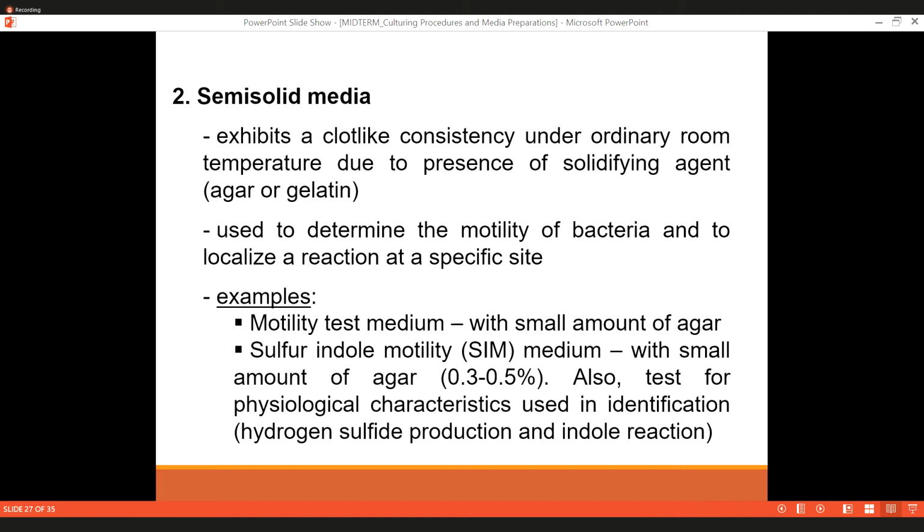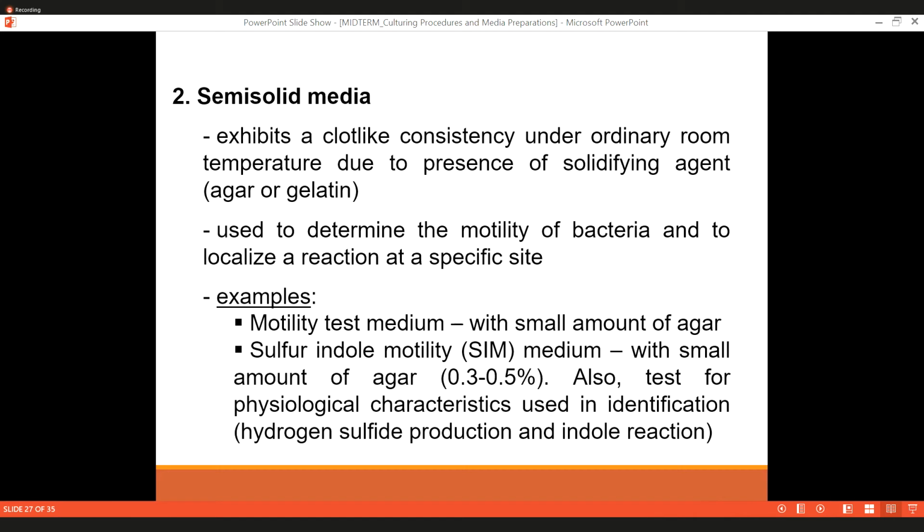So with that agar class is ang main component kung bakit mag-solidify ang media, isang active ingredient niyan is ang red marine alga. So that is the main ingredient of our agar kung bakit siya mag-solidify. Ayan. So aside from that is ang semi-solid class is used to determine the motility of bacteria and to localize a reaction at a specific site.